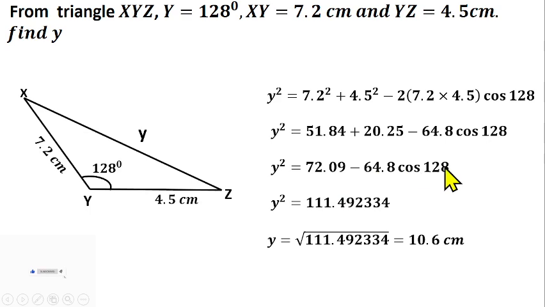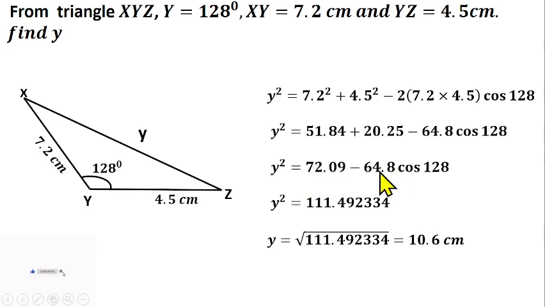This minus this cos 128. Majority of the students will make a mistake. Some of them will go and do 72.09 minus 64.8. No, that's not what you are going to do. This cos 128 is multiplying 64.8. So don't separate them. Press it like this.